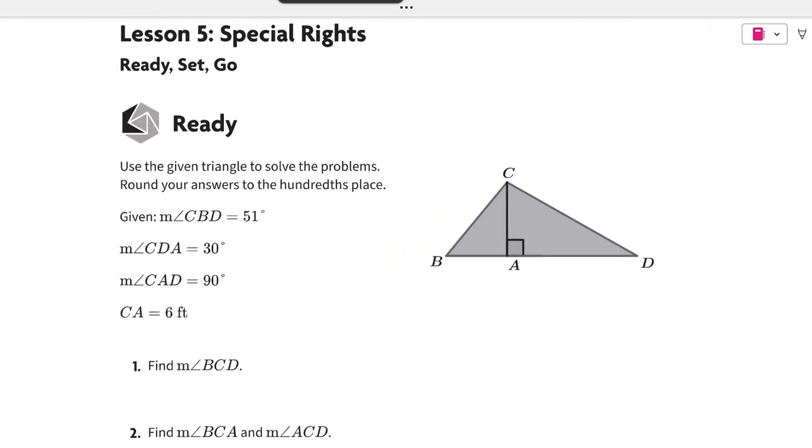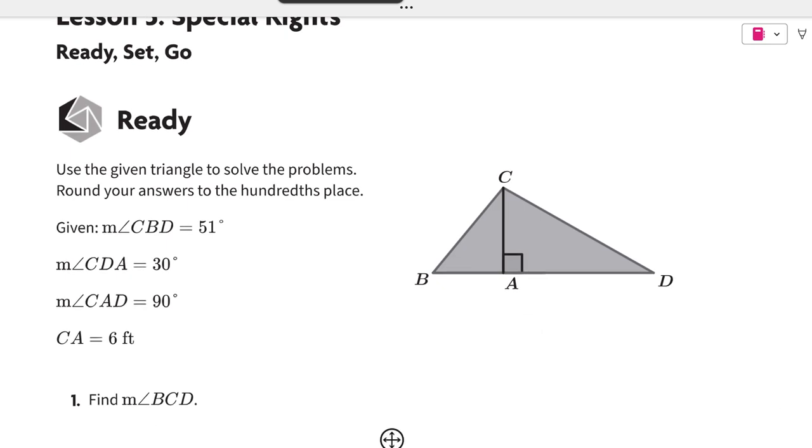It starts by saying use the given triangle to solve the problem, round your answers to the hundredths place. It tells us that the measure of angle CBD, that's this angle down here, is 51 degrees. The measure of CDA is 30 degrees, so let's fill that in. And the measure of CAD is 90. That's already marked for us right here. Doesn't hurt to add the 90 there, but the little square indicates it's 90 degrees. And lastly, the length of CA is 6.